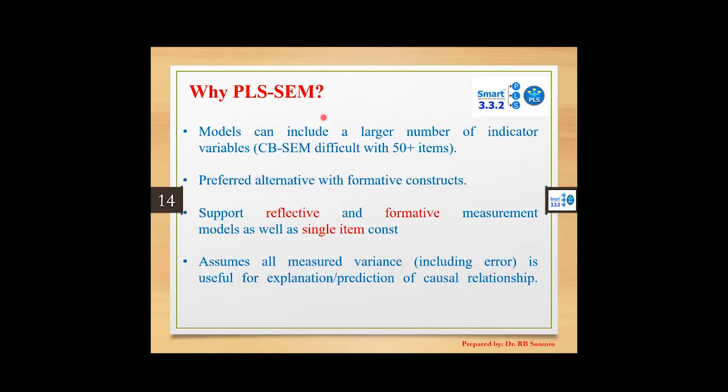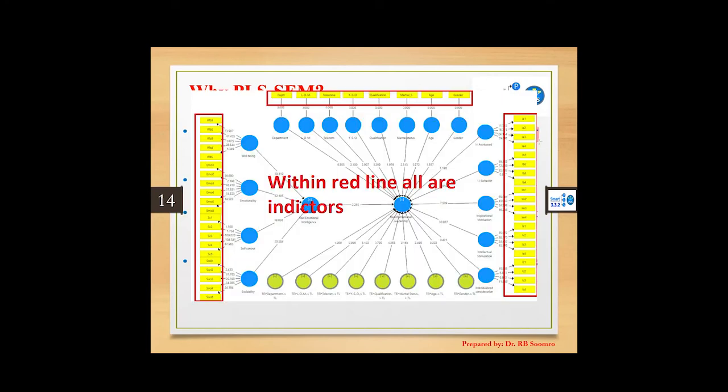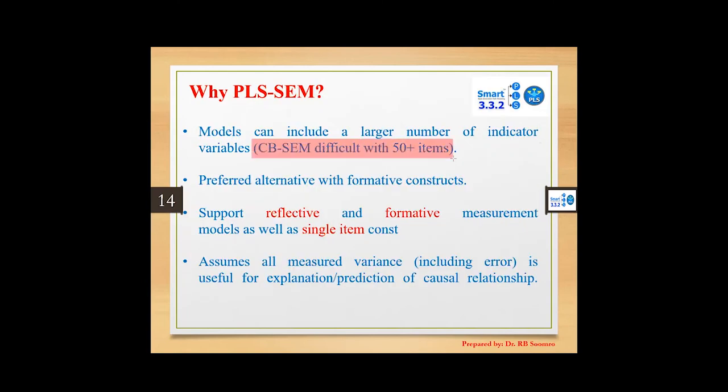And then the model can include a large number of indicators, as many indicators as you can provide here in SmartPLS, but this is not the case with AMOS. It is very difficult for AMOS to handle it if your indicators are more than 50.